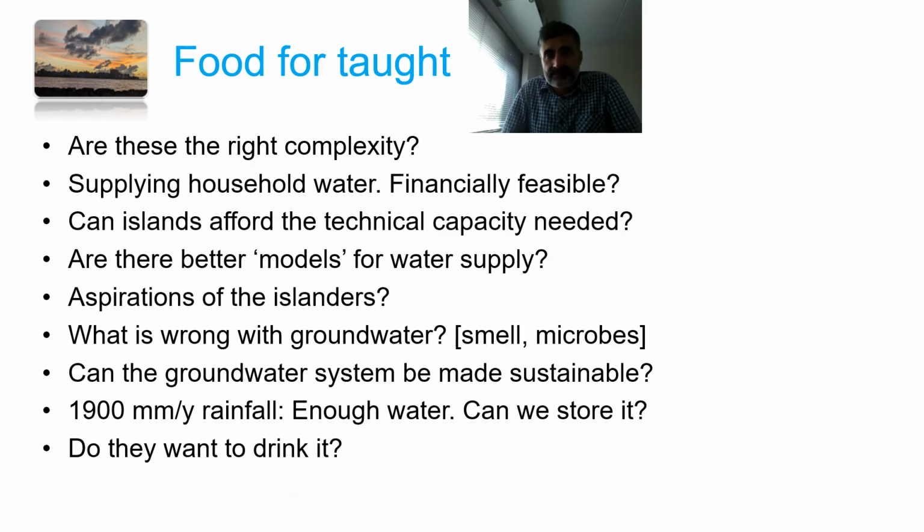By presenting this case study, we want to raise some questions. Are these systems of the right level of complexity for this purpose? While supplying household water is a great objective, is it financially feasible in this context? Can islands afford the technical capacity needed to run these systems? Are there better models for water supply for this context? What about the aspirations of the islanders? Have the systems met those aspirations? Are there better ways of doing so?